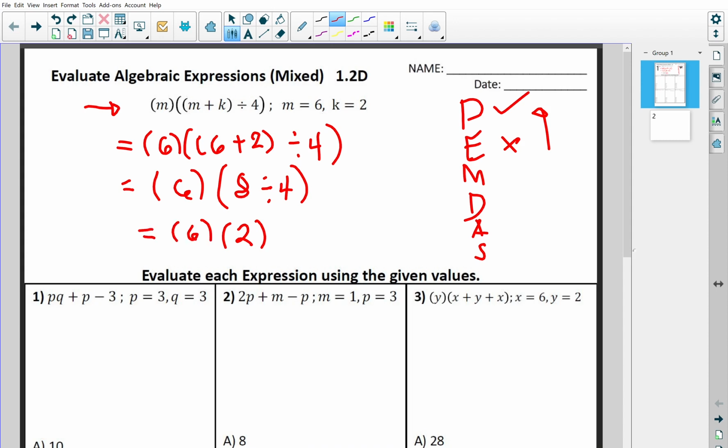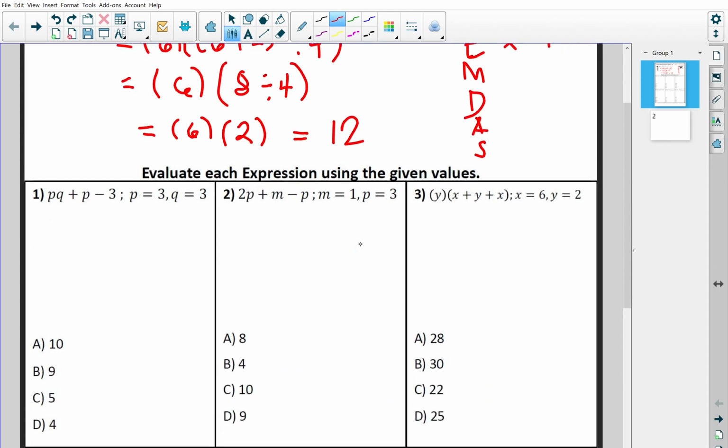Now we're totally done with the parentheses. There's no exponent, and we have a multiplication operation. So you just multiply 6 and 2, and the final answer is now found. It is 12. Okay, let's now try number 1.